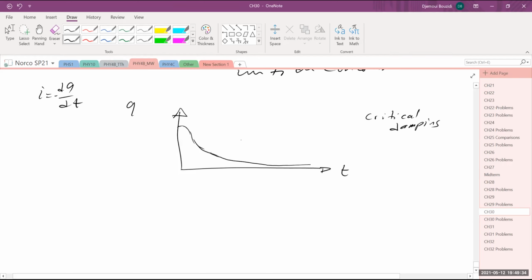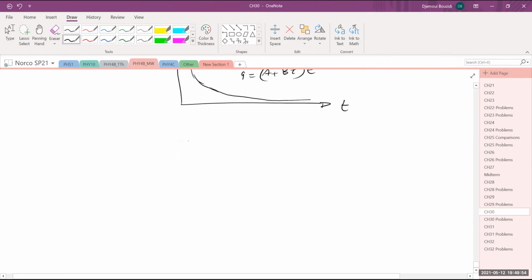So this is the case that I wrote, that it's going to be A plus B times t times exponential of negative tau t. So in this case, the solution is going to die out. This is the critical damping. In the case of the over damping, it's going to immediately start going to zero.